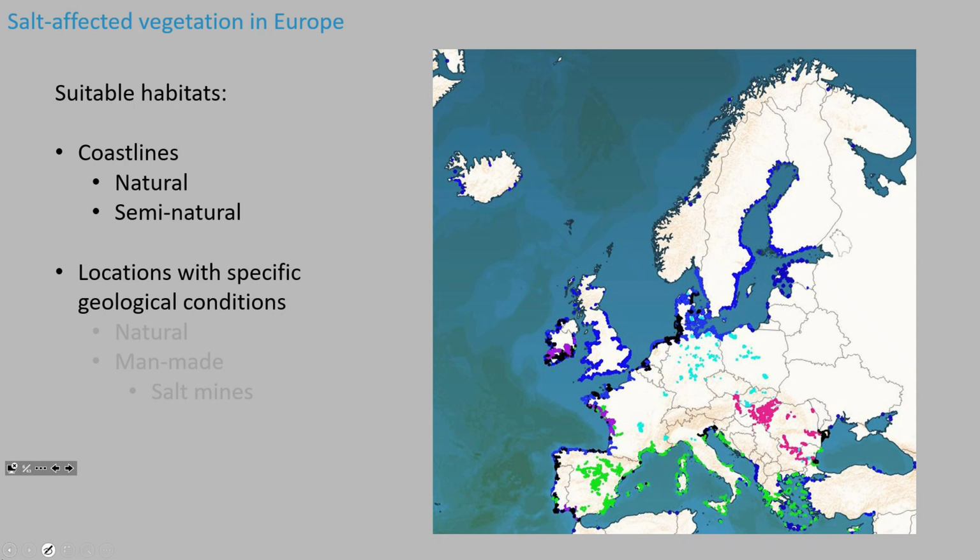And if we go away from the coast, you see on this map, as I didn't mention before, mostly four main Natura 2000 habitat types of saline vegetation. And the light blue ones are the ones I want to focus on next. Those are the ones that grow on specific geological conditions. And you find them, for example, in the northern part of Germany, but also many of them in Poland.